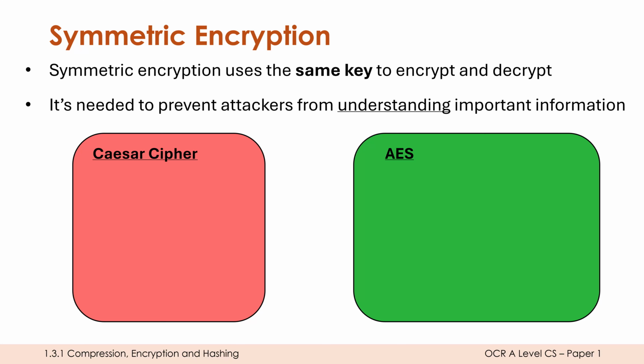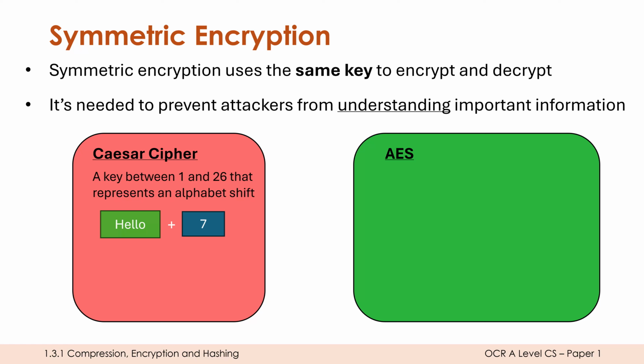The Caesar cipher uses a very, very short key. So the key is between 1 and 26. That's tiny. There are only 26 combinations of that key. Very, very easy for a computer to check all of those combinations almost instantly. And what that represents is an alphabet shift. Every letter in the plaintext is shifted by the amount of the key along the alphabet.